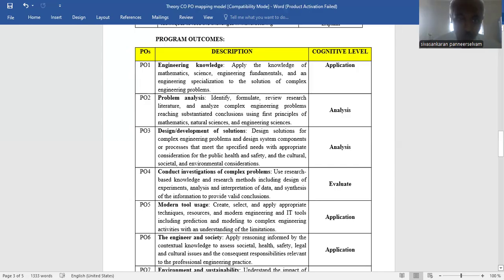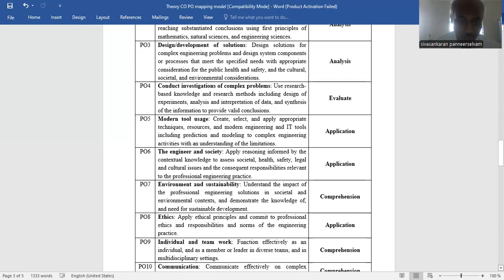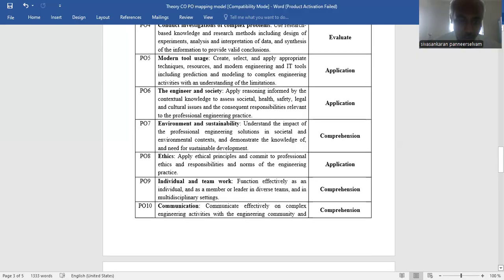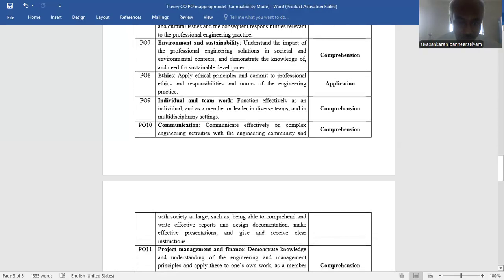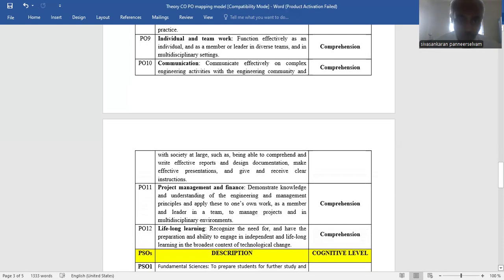So what are the 12 program outcomes? Let us see them one after the other. Engineering knowledge. The second one is problem analysis. The third program outcome, design and development of solutions. The fourth one is conduct investigations of complex problems, then modern tool usage, engineer and society, environment and sustainability. The eighth one is ethics, then individual and teamwork, communication, project management and finance. And the last one is lifelong learning. So these are the 12 program outcomes.